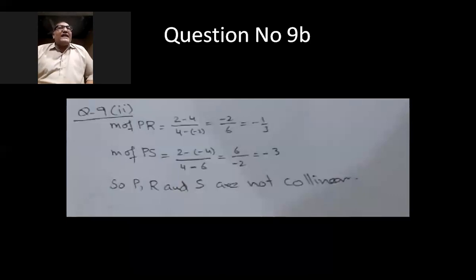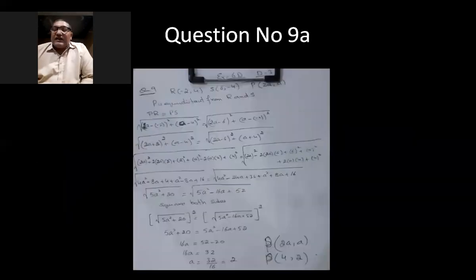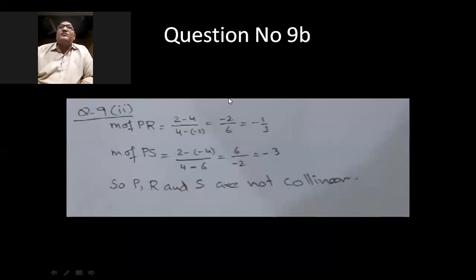Okay, so question number 9, second part. He says: hence determine whether P, R, and S are collinear, showing your working clearly. I know the coordinates of P are (4, 2), the coordinates of R are (-2, 4), and the coordinates of the point S are (6, -4). So we will prove whether they are collinear or not. What we will do is find the slope of PR and PS. If the slopes are the same, then we will say they are collinear.